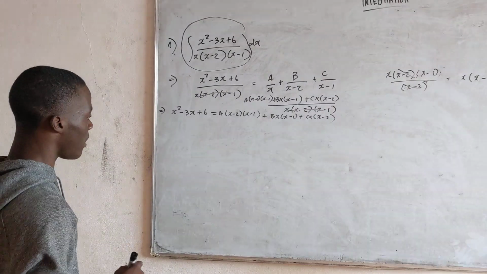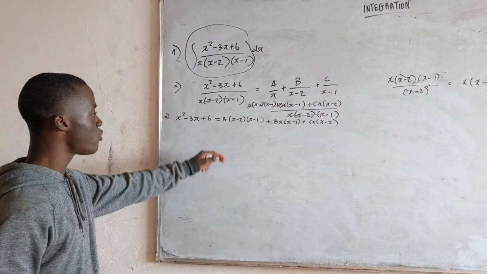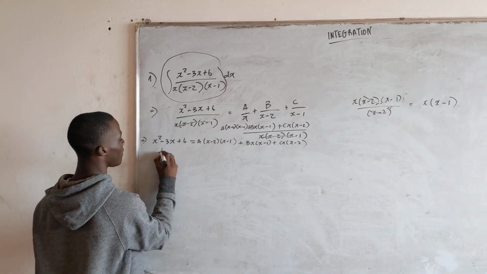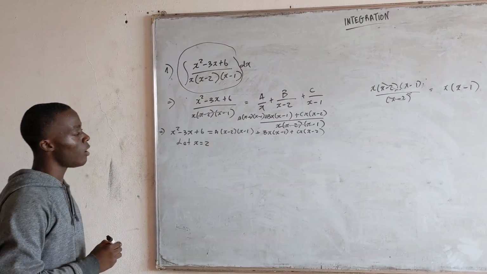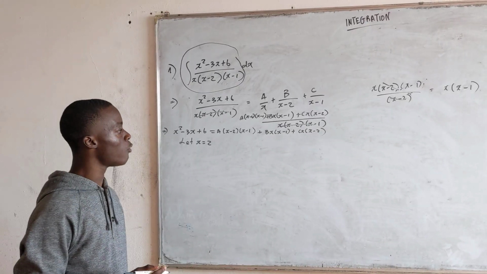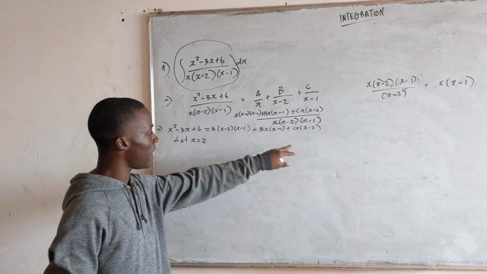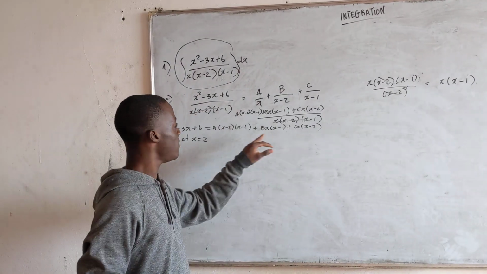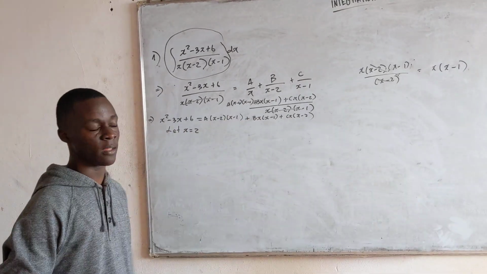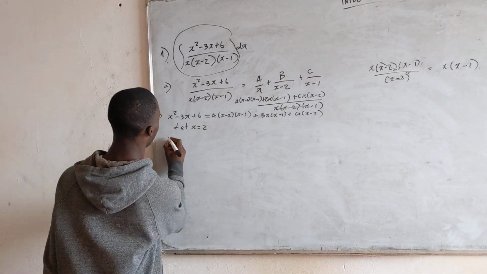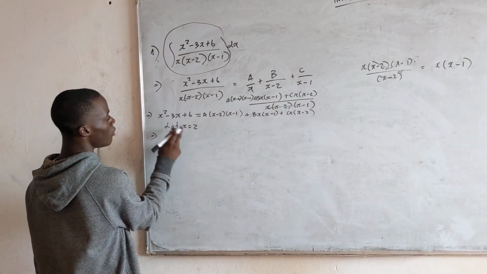At this level, let's see what we're going to do here. We are going to let our x be equal to 2. Why am I letting x be equal to 2? For me to eliminate this part and this part, to eliminate the a and c in such a way that we can easily get b. Okay, as quickly as possible, x equals 2.